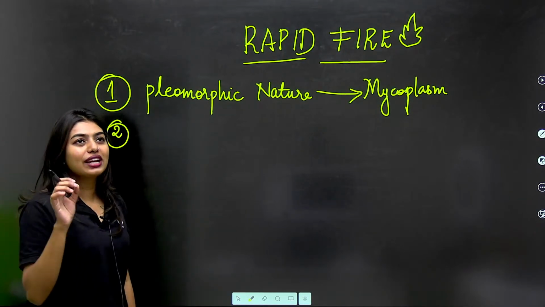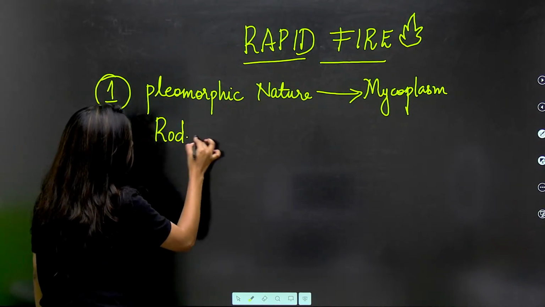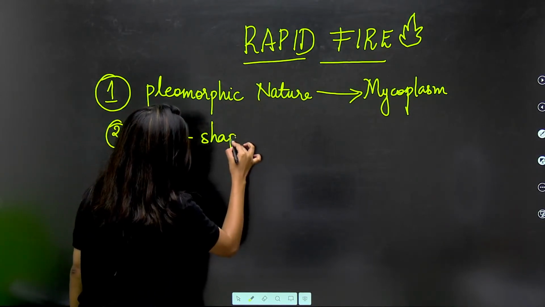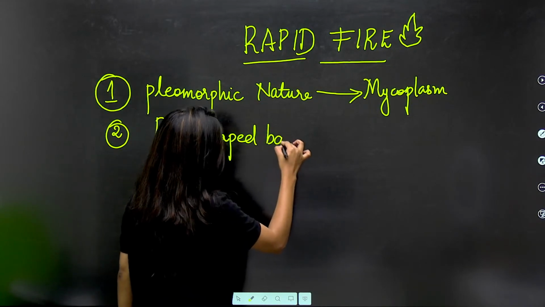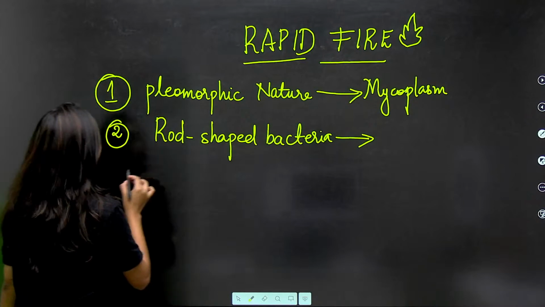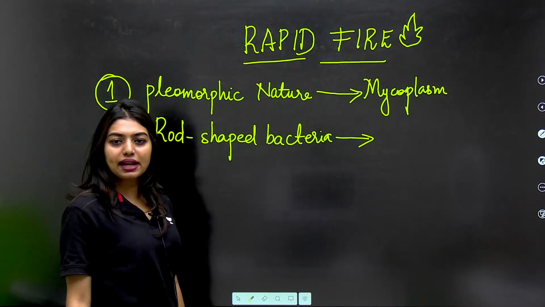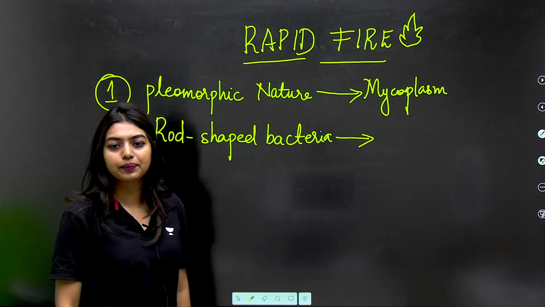Next question. Rod-shaped bacteria. Rod-shaped bacteria is called. Quickly tell me.